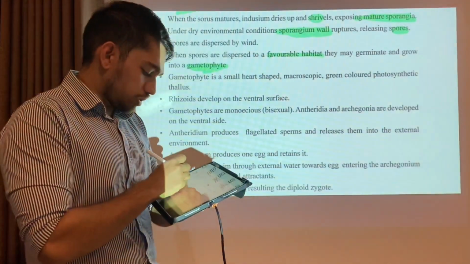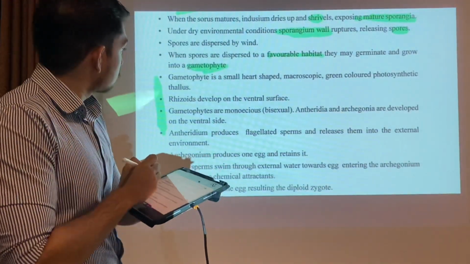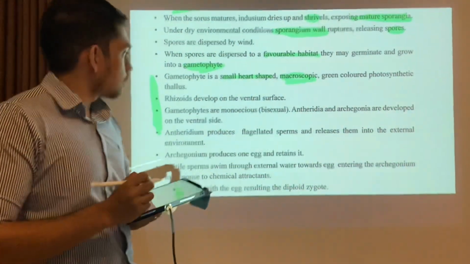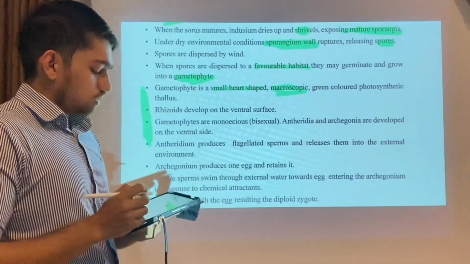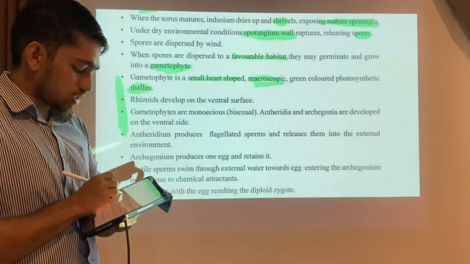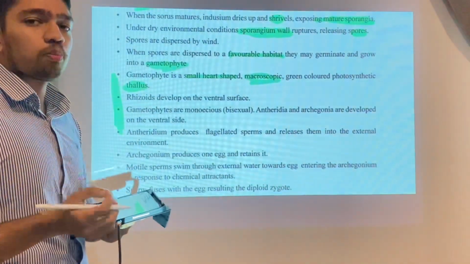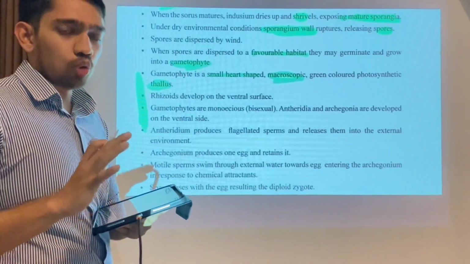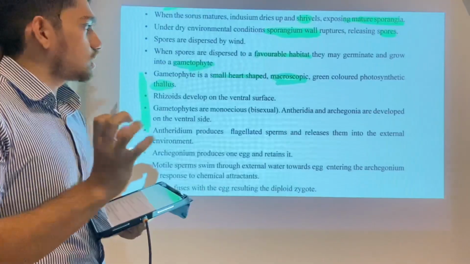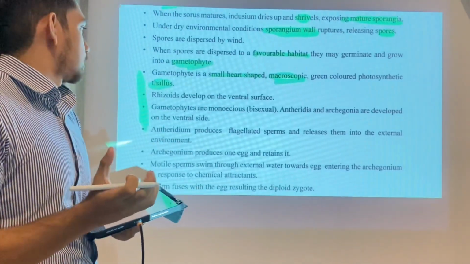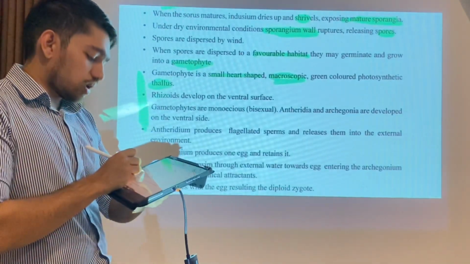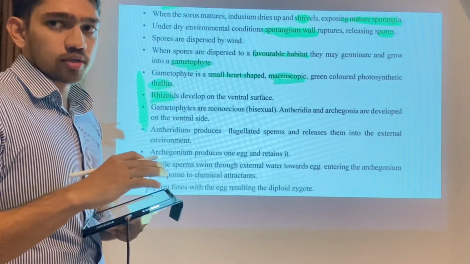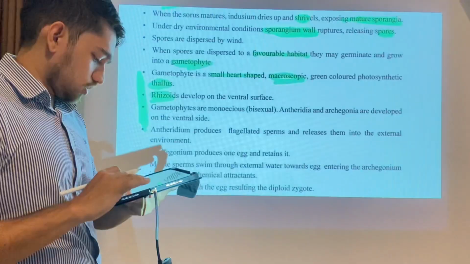Now this is a description of your gametophyte here, right? The gametophyte is heart-shaped, macroscopic, green colored and photosynthetic. It's called a thallus because it does not have proper tissues per se. Like a proper plant, it does not have tissue organization, so we consider it as a mass of cells or a thallus, right? So it has rhizoids only, not proper roots. Similar to bryophytes, it has rhizoids.